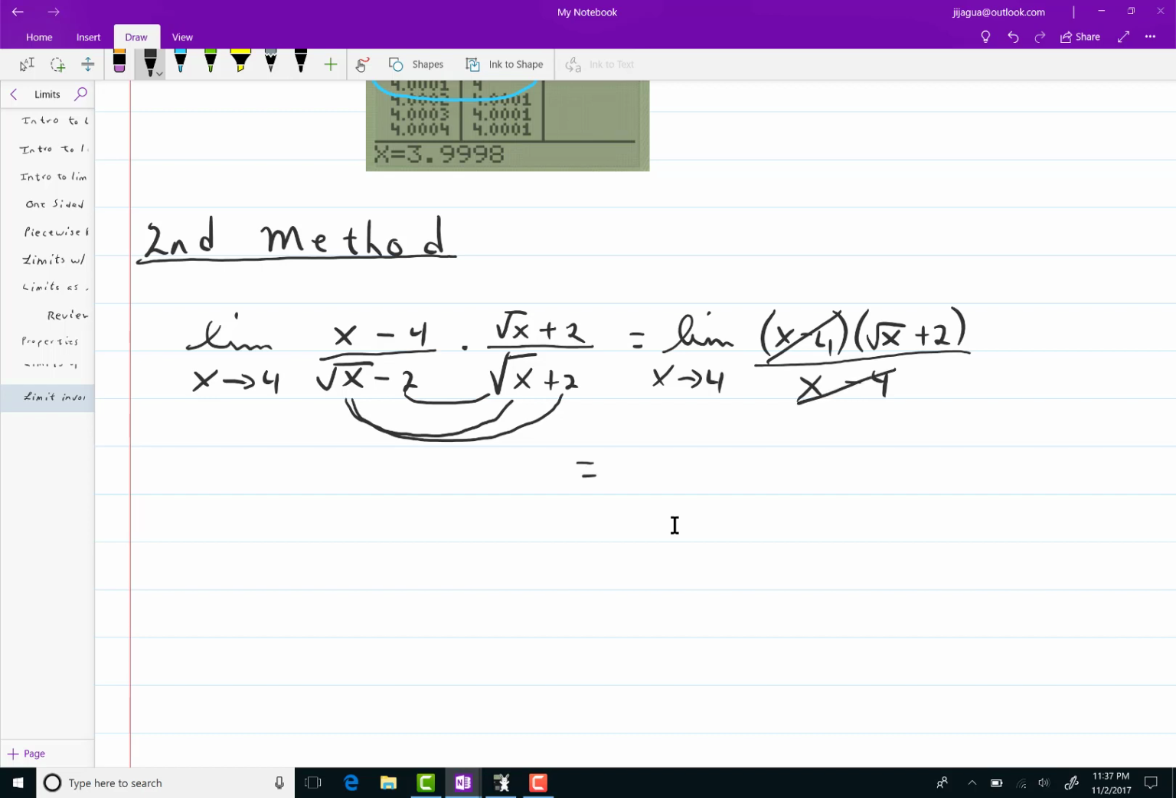So you see x minus 4 cancels now, and I'm left with the limit as x goes to 4 of radical x plus 2, which is exactly where I ended up last time. So pick one of these two methods. I don't advocate for one over the other.